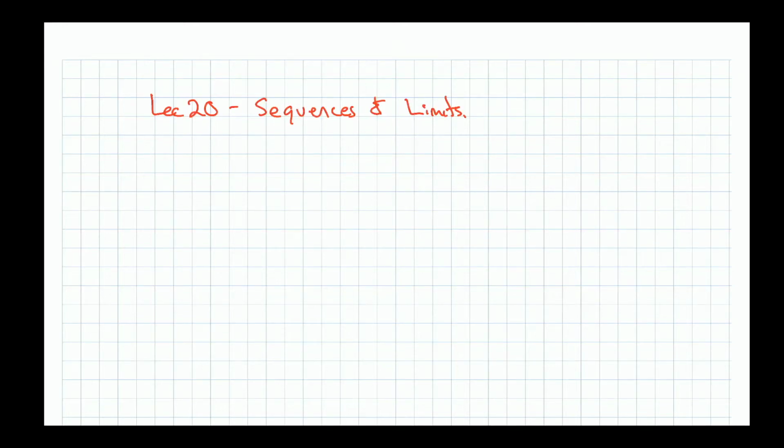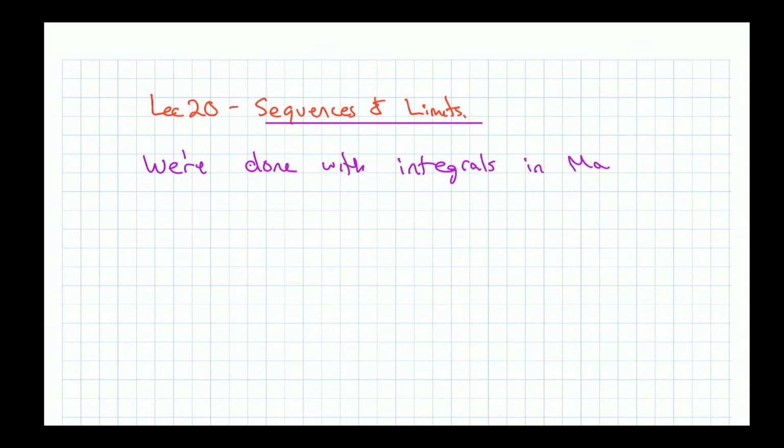Hello everybody. So what we're going to be looking at today is going to be sequences and limits. Now, this is a very interesting topic, and one thing you'll notice about it is that it's not integration. Okay, so we're done with integration in this class. So we are done with integrals. All right, we're on to a new chapter. So done with integrals in Math 4B. New thing.